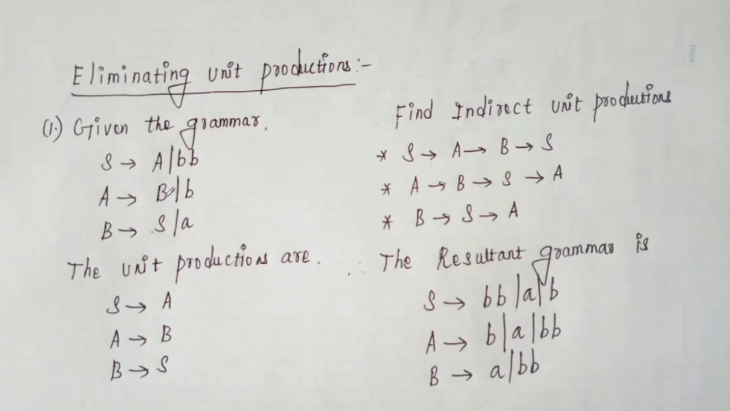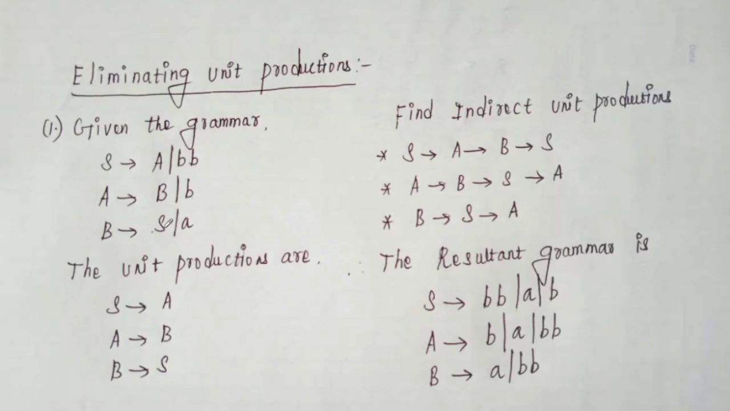Next, A tends to capital B or small b terminal symbol. Here capital B is a unit production. There is a cycle B tends to S, S tends to A. We remove the unit productions and substitute capital B with its terminal productions A, B, B. Leave the production b as it is.